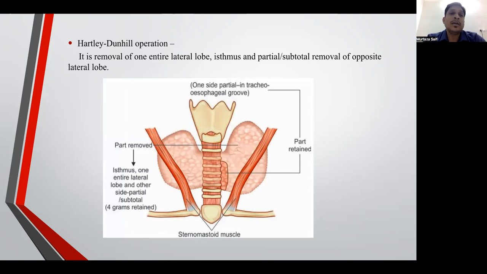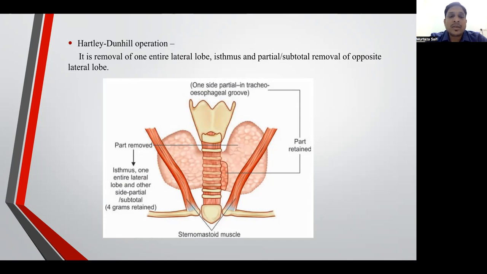Now, here is the Hartley Dunhill operation. It is removal of the entire lateral lobe, the isthmus, and partial or subtotal removal of the other lateral lobe. You can see the light part of the thyroid gland is removed, one entire lobe, and on the other side 4 grams is left. Again, the measurement is by the pulp of the finger.